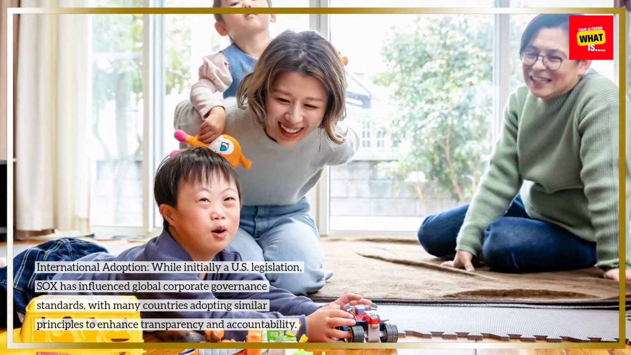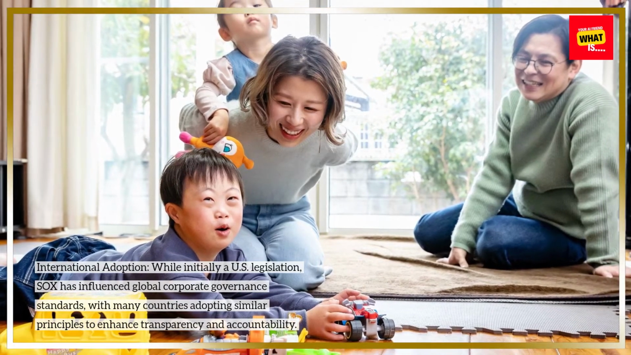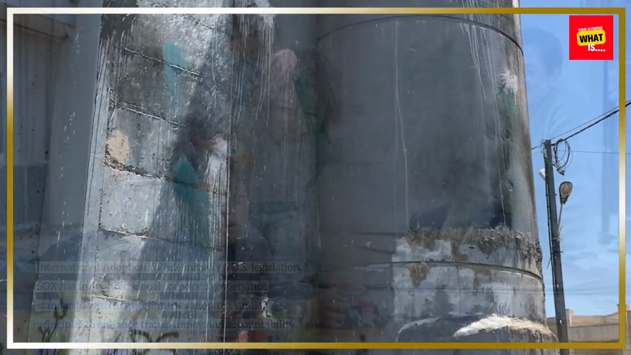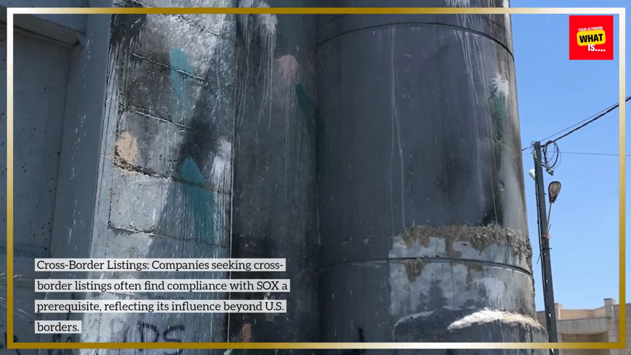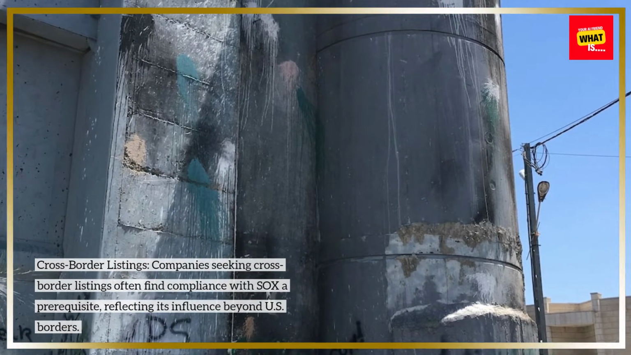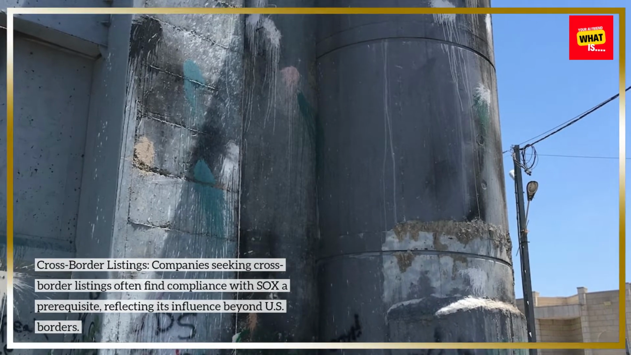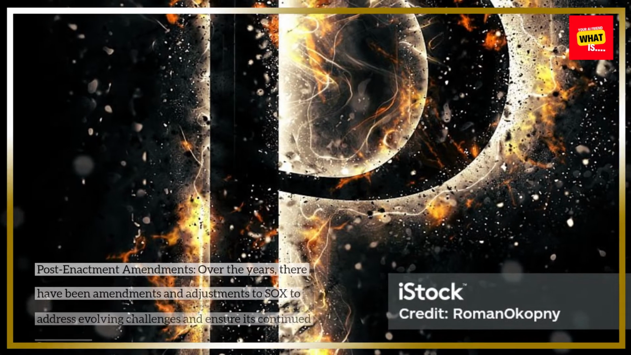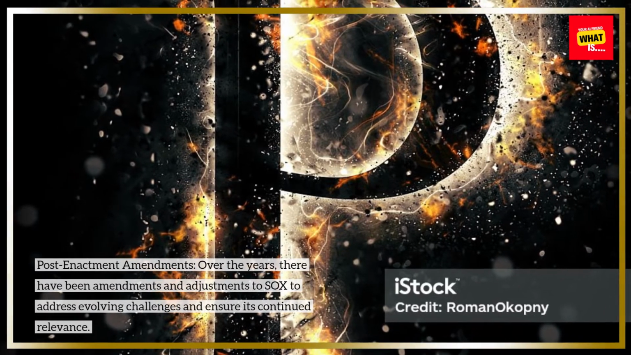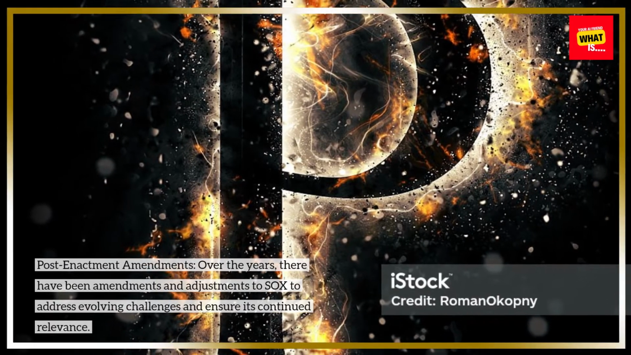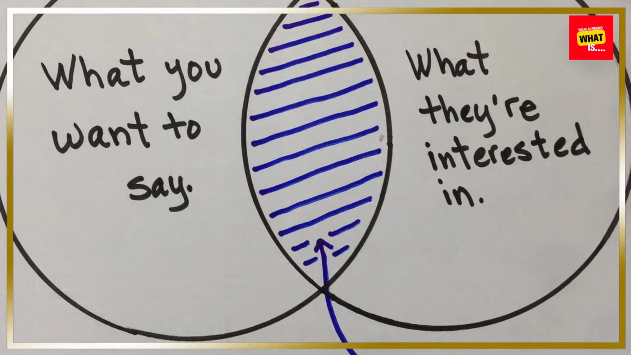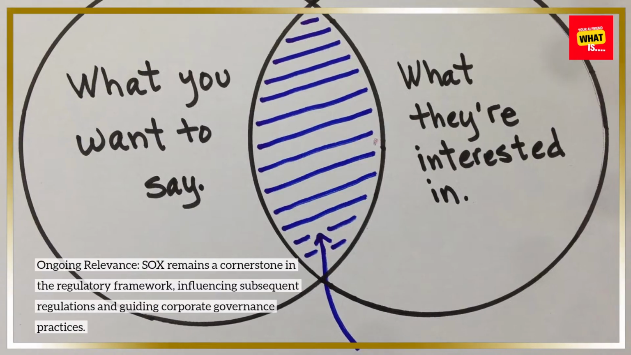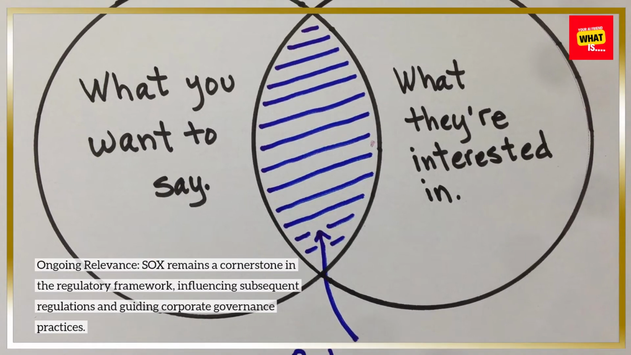While initially a U.S. legislation, SOX has influenced global corporate governance standards, with many countries adopting similar principles to enhance transparency and accountability. Cross-border listings. Companies seeking cross-border listings often find compliance with SOX a prerequisite, reflecting its influence beyond U.S. borders. 7. Evolving regulatory landscape. Post-enactment amendments. Over the years, there have been amendments and adjustments to SOX to address evolving challenges and ensure its continued relevance. Ongoing relevance. SOX remains a cornerstone in the regulatory framework, influencing subsequent regulations and guiding corporate governance practices.